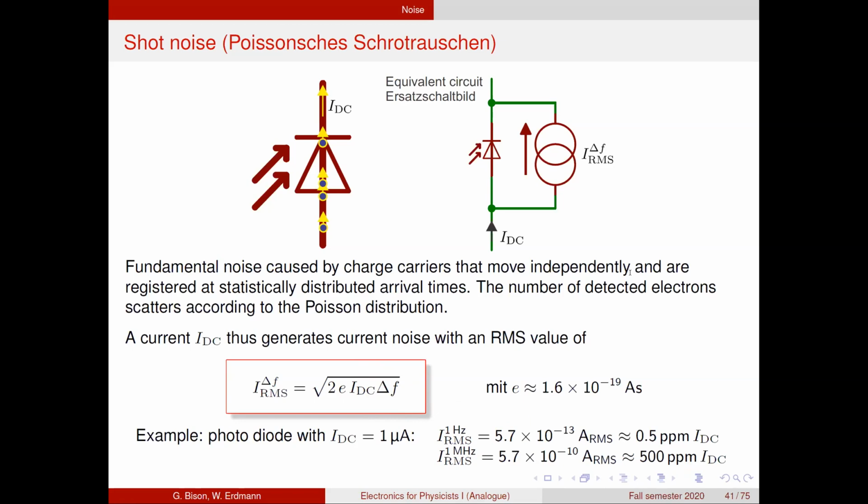And then, of course, we will not be able to distinguish 1 million different levels since we have 500 parts per million noise on this signal. Okay, so this just illustrates how the noise contributions scale with bandwidth.